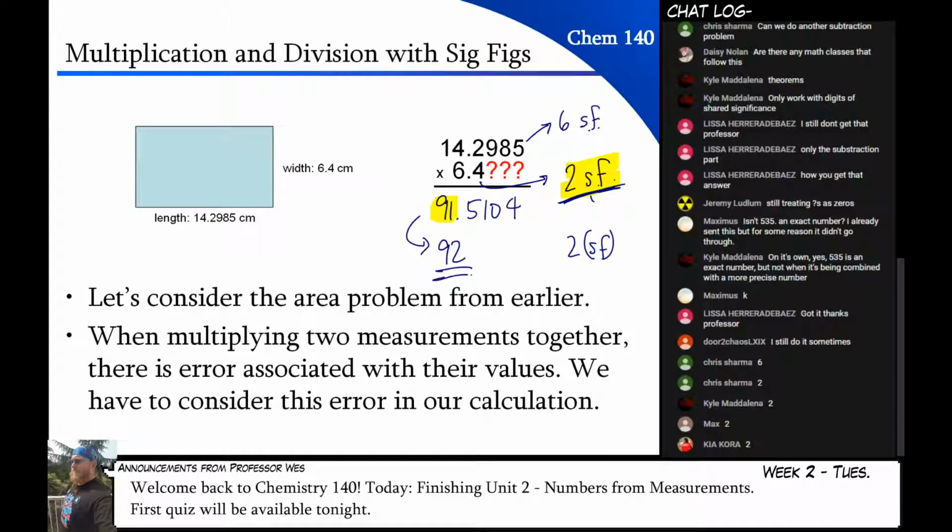So that's how you do multiplication. Let's go over the rules on the next slide one more time, but I'll give you a second to write all that down.